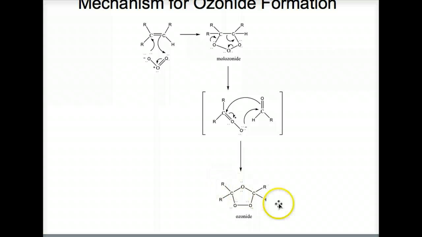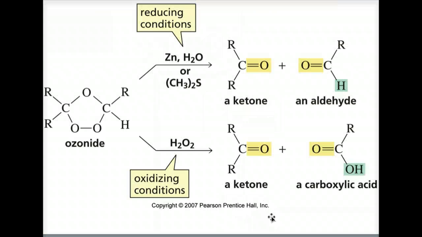Molozonide is very unstable because of its two oxygen-oxygen bonds. It quickly rearranges to form a more stable ozonide right here. And here's this very unstable intermediate. Ozonide is explosive and very difficult to isolate. It is also very easily cleaved to carbonyl compounds, as we'll see on the very next slide. As you can see here, ozonide on the left. Of course, its origin was an alkene undergoing oxidation.